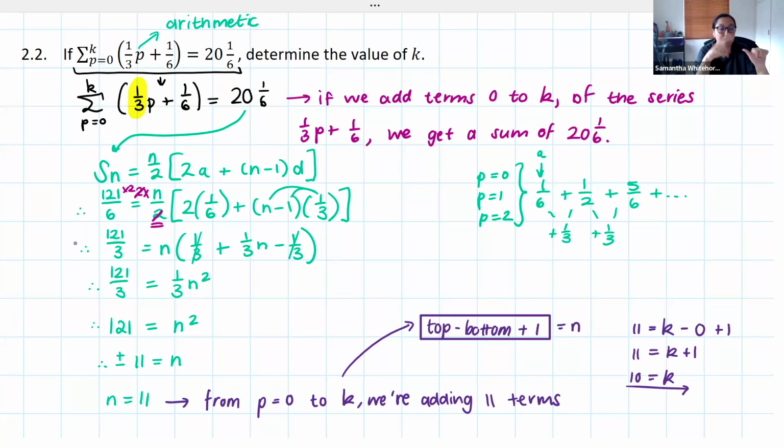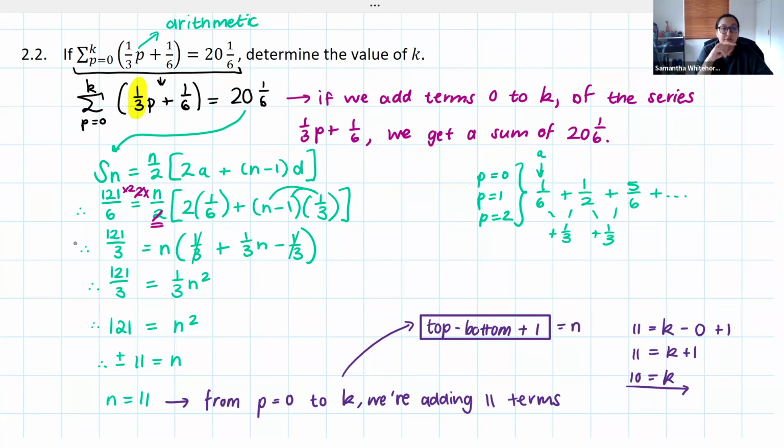So I'm going to show you again on my fingers. P equals 0 is the first term that I add of the 11. Then it's P equals 1, 2, 3, 4, 5, 6, 7, 8, 9, 10. Those are 11 terms all the way up to P equals 10. And that's because P equals 0 is the first of the 11 that I add.